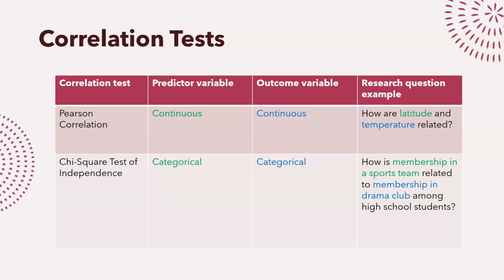For example, you can use chi-square test of independence to determine whether there is a correlation between membership in a sports team and membership in a drama club among high school students.